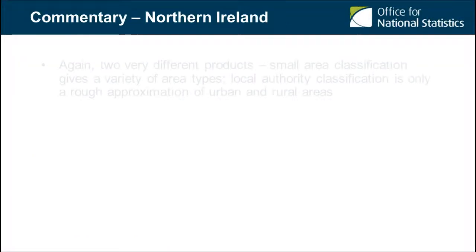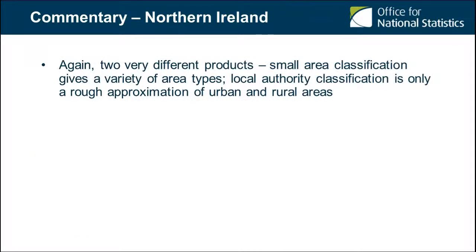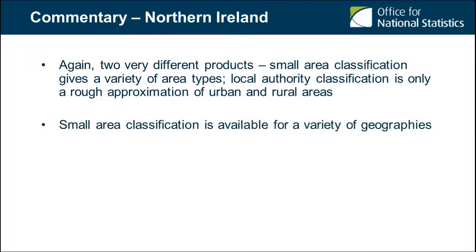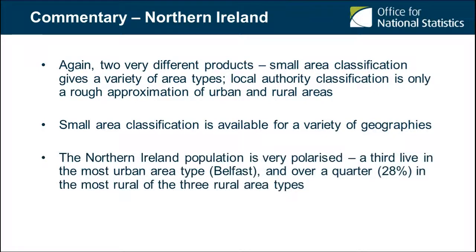As with Scotland, these are 2 very different products. The small area classification gives a variety of area types. The local authority classification is only a rough approximation of urban and rural areas. The small area classification is available for a variety of geographies from precise settlement boundaries to wards. The Northern Ireland population is very polarised. A third live in the most urban area type, Belfast, and over a quarter, 28%, in the most rural, as at 2009.